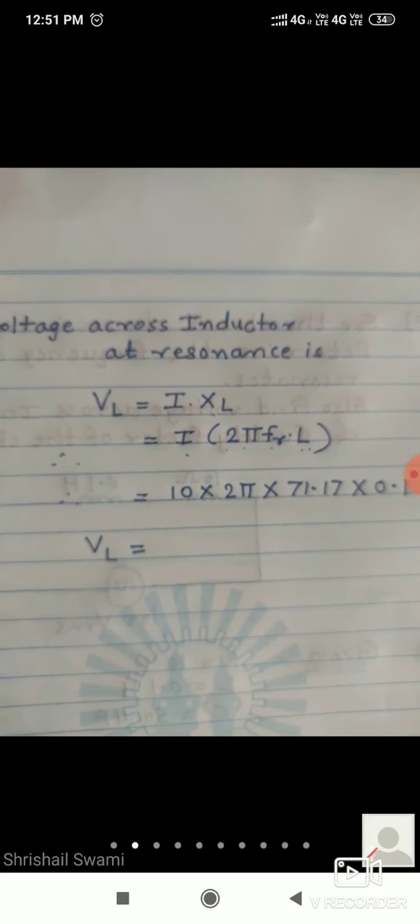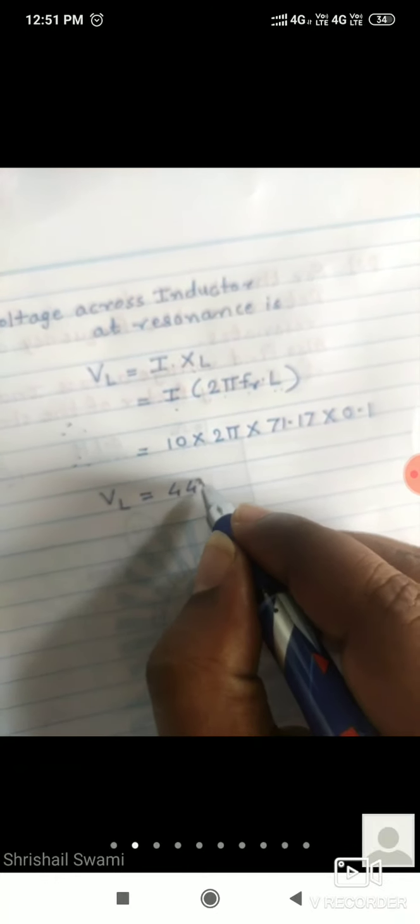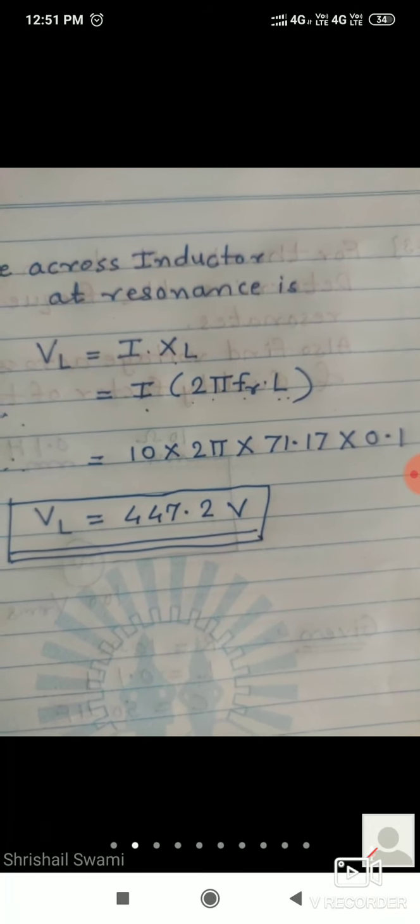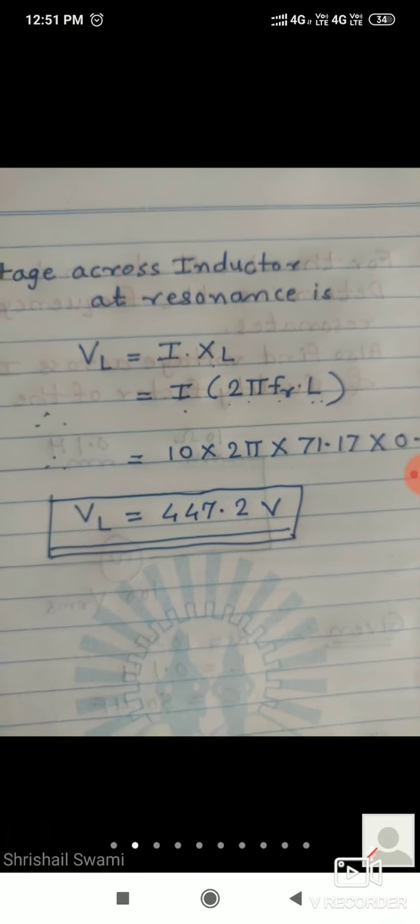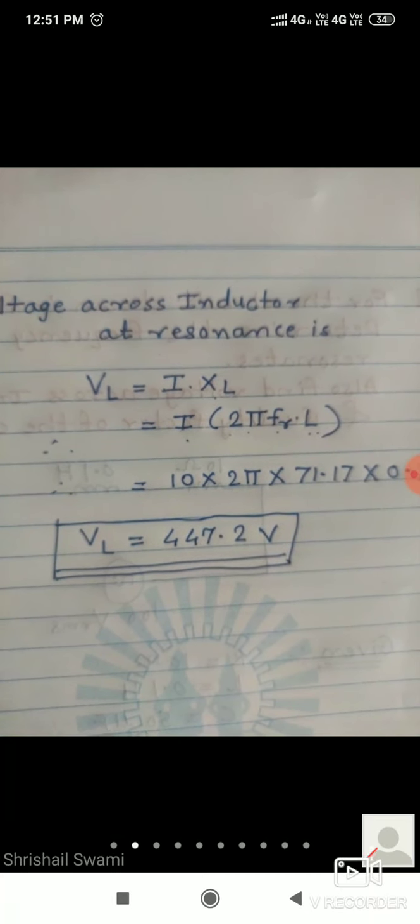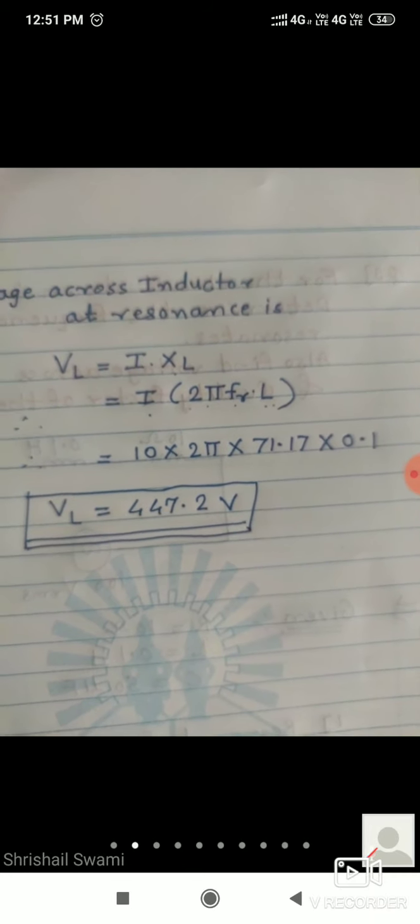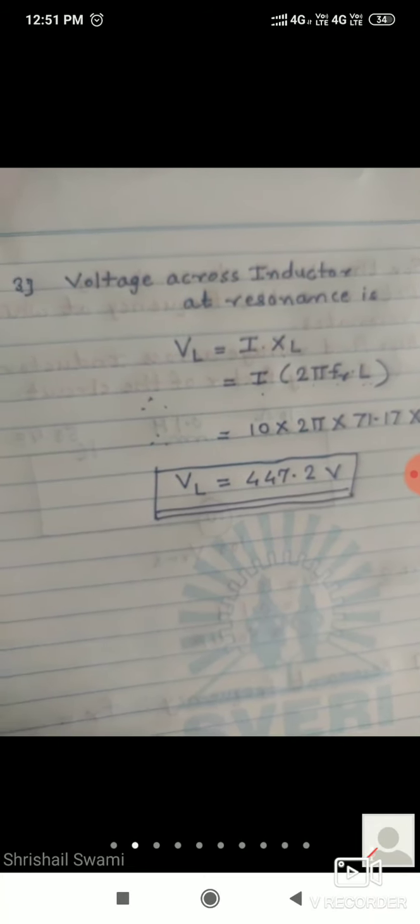What is the answer you got? Okay, that is 447.2 volt. I got this answer, 447.2 volt. Okay, so everyone is getting the same answer? Apart from this, anyone got a different answer? Okay. Now this is the voltage across the inductor at resonance.